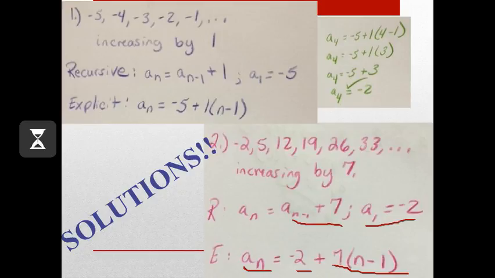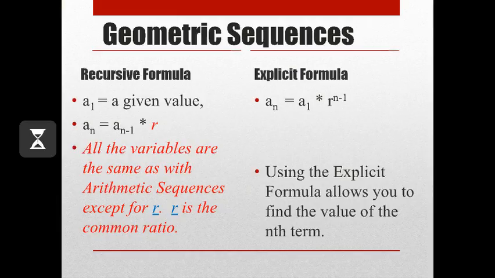Geometric sequences, you've got your recursive formula. Again, same kind of concept, it's just a little bit different. In this case, since we're multiplying, we're going to multiply in our recursive formula. R is the ratio, the common ratio between your values. In your explicit formula, remember where I mentioned the exponential equations? That's what you're getting here in your explicit formula.